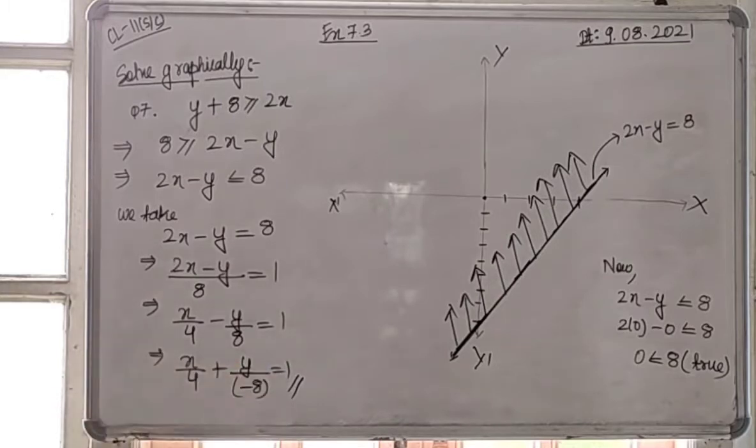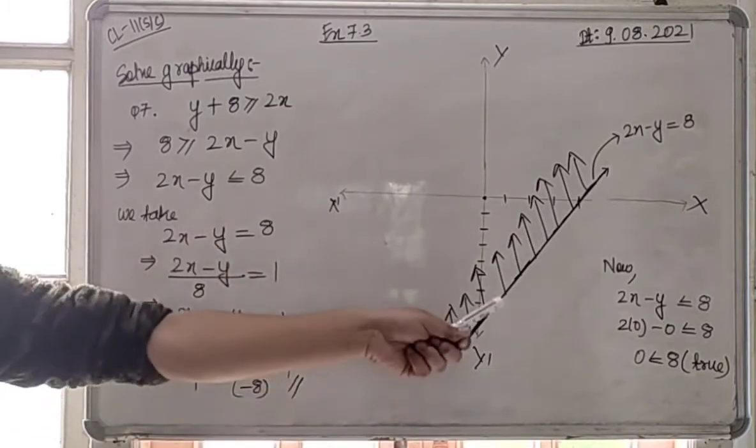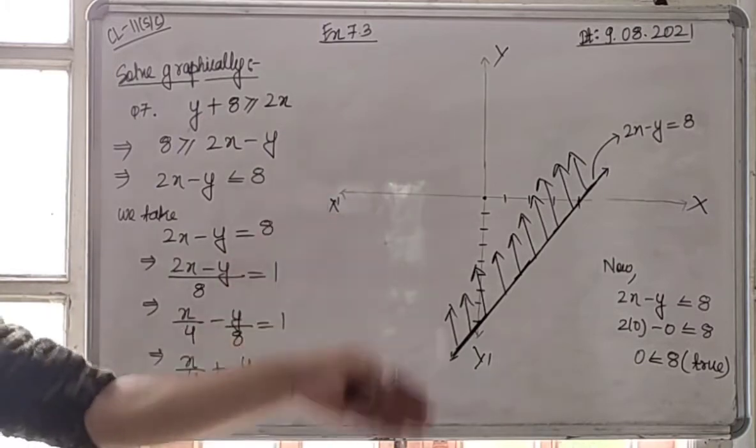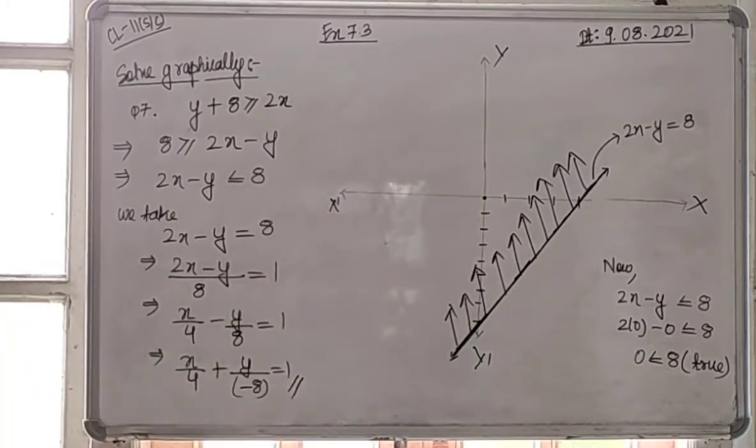Take it into the intercept form of a straight line, plot the points, join the points, you'll get a straight line, put x equals 0, y equals 0. If it satisfies, then it will be towards the origin. If not, then it will be away from the origin. Okay, so please pause the video and note down till here.